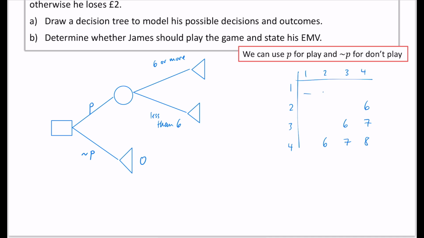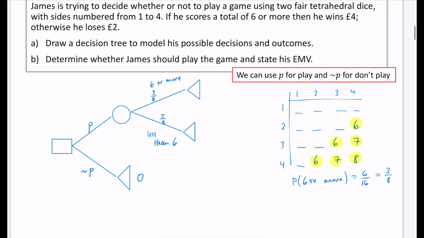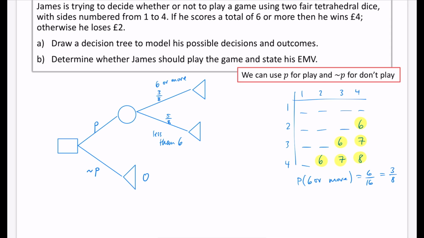So out of these 1, 2, 3, 4, 5, 6, 7, 8, 9, 10, 11, 12, 13, 14, 15, 16, obviously it's 4 by 4, we have got 1, 2, 3, 4, 5, 6 out of those 16 of getting a 6 or more. So the probability of getting a 6 or more is 6 out of 16, which is 3 out of 8. So I can label that on this part of the diagram, which means the probability of getting less than 6 is going to be 5/8. Obviously, the remaining spaces here would all be less than 6.